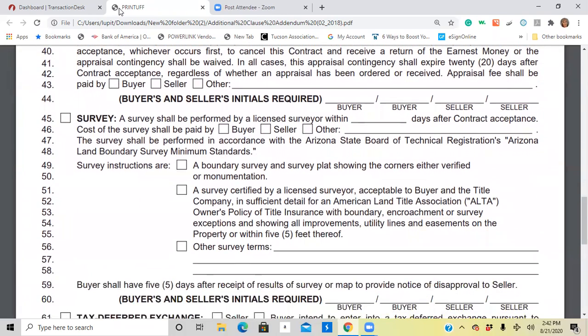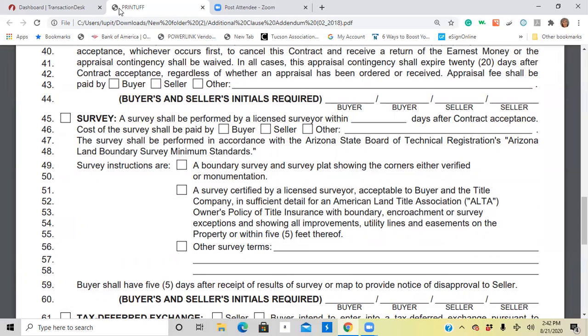Survey. There are several different surveys that can be requested, and a land contract has this provision already, but a residential contract does not. So if the buyer is looking for a survey, you would use this clause. A survey shall be performed by a licensed surveyor within, write in how many days after contract acceptance. The cost of the survey shall be paid, and then elect buyer, seller, or other.